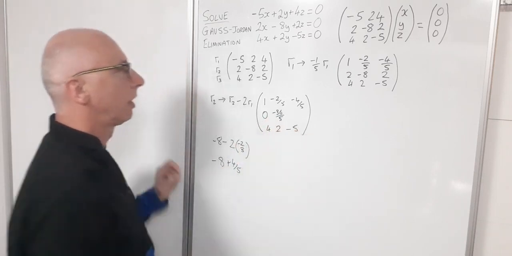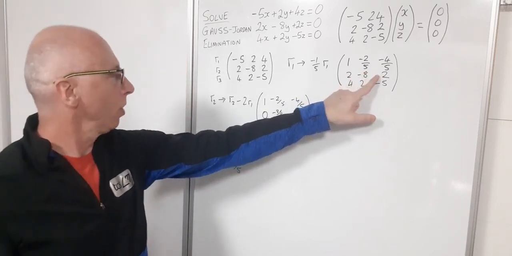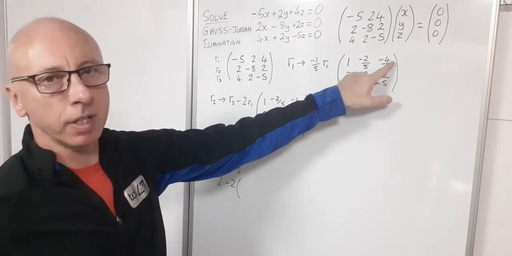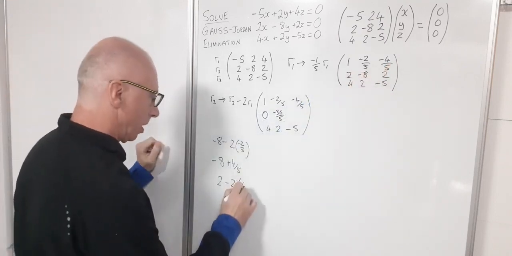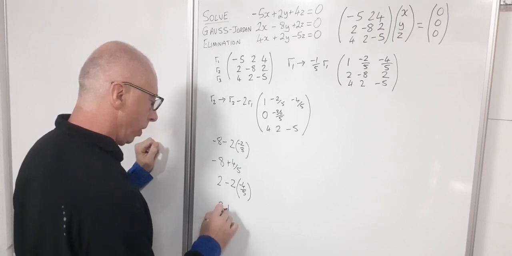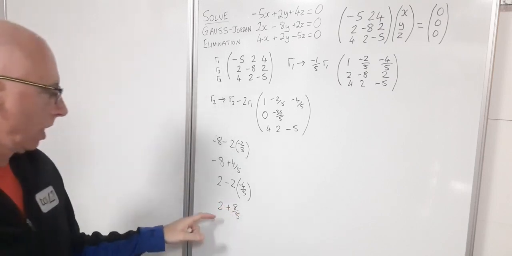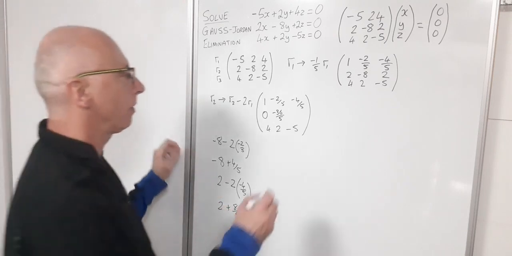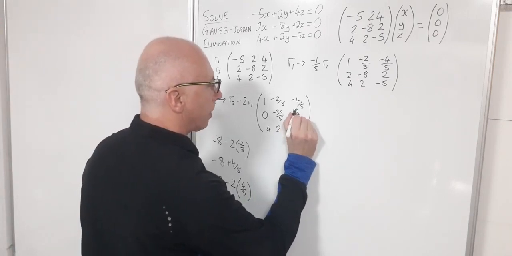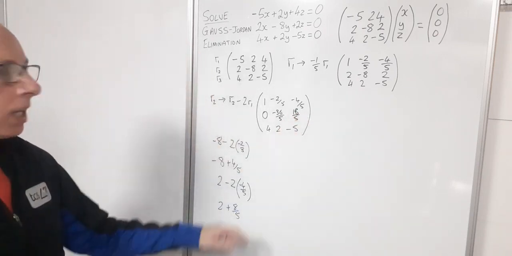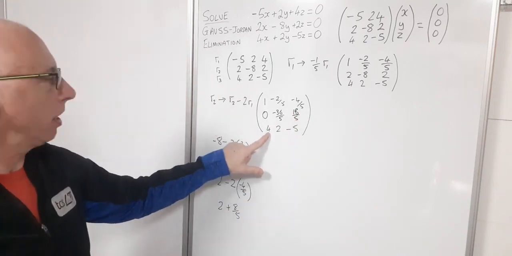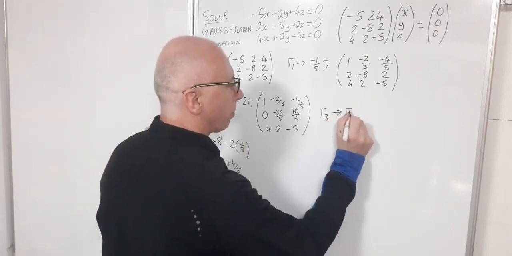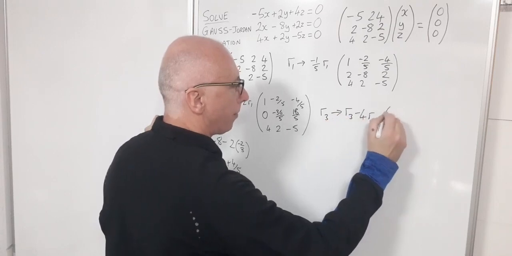So that's that. And then this one, I've got a 2. So I now want 2 minus 2 lots of the corresponding value in the column here, -4/5. So now 2 plus 8/5. So 2 is 10/5. So that now becomes 18/5. So that's that taken care of. So that's all good. Now we can do something similar to get a 0 here and do row 3 minus 4 row 1s. So row 3 becomes row 3 minus 4 lots of row 1.